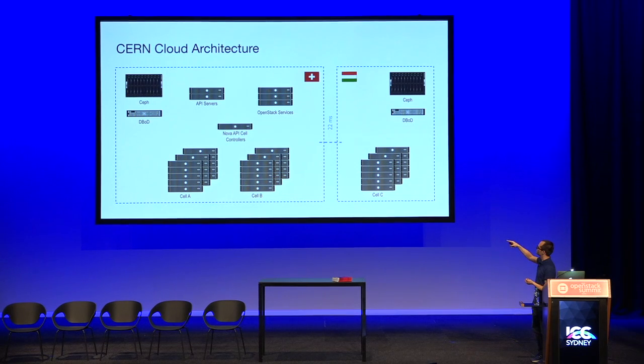You can see that we have cells. We still use cells v1. Actually, we are one of the biggest cells users. And in Budapest, we only have compute cells, basically, because all the control plane is in Geneva. Of course, we still need to have the DBs for each cell there, because of the latency. And also, we have a Ceph instance for the same reason. So that's pretty awesome.